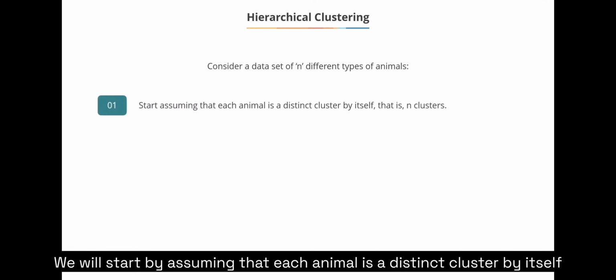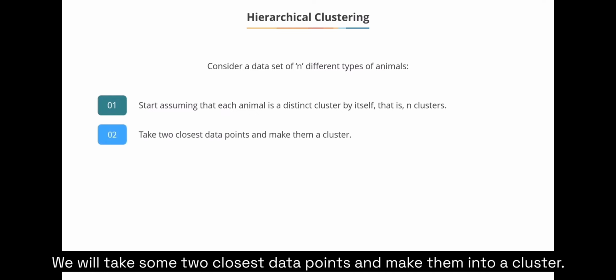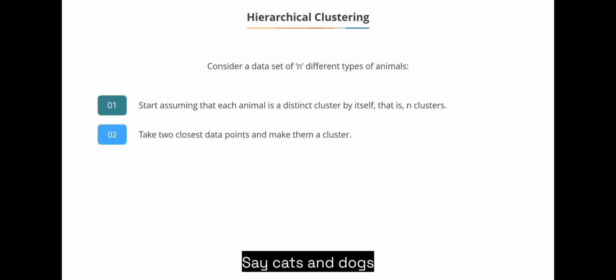Say you have a dataset of n different types of animals. We will start by assuming that each animal is a distinct cluster by itself, that is, n clusters. We will take some two closest data points and make them into a cluster, say cats and dogs. We now have n minus 1 clusters.